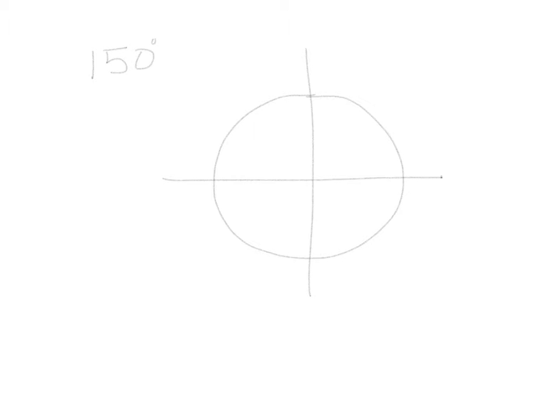Let's start by drawing a 150 degree angle. We practiced this yesterday. We know that we will start with the initial side at 0. We know 180 degrees is halfway around the circle, so we would stop just a little bit short of that. So this would be our terminal side. This angle from here to here is 150 degrees.